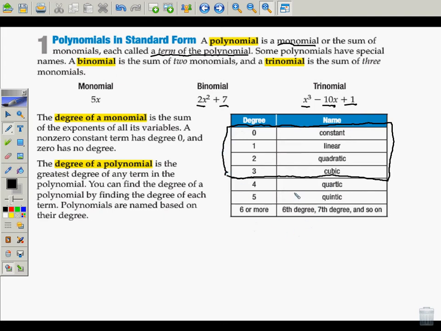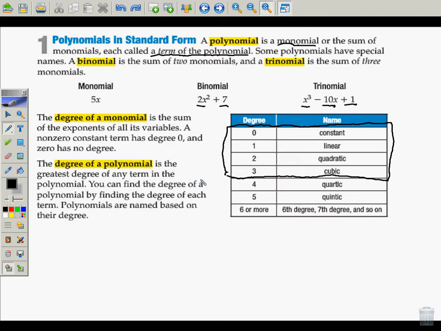So if we look at this term right here, the degree would be 2 because you see x is squared, so that has a degree of 2. Here, in this trinomial, this monomial term would have a degree of 3, okay? And this monomial would have a degree of 1 because x is being raised to the first power. That's for a monomial, so when we look at individual pieces.